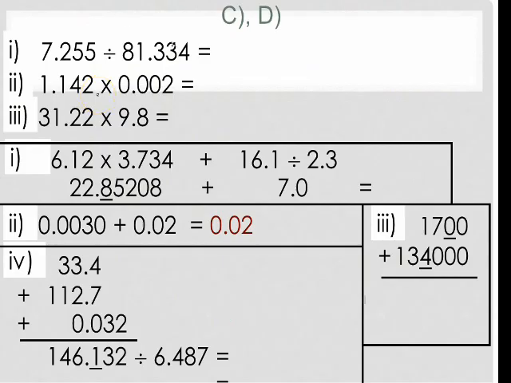Here's a bunch of problems we can try. So pause the tape, run through these, try them, and we'll be back in a second, in a jiffy, to check your answers. Okay, so hopefully you're back now, and let's check how you did.